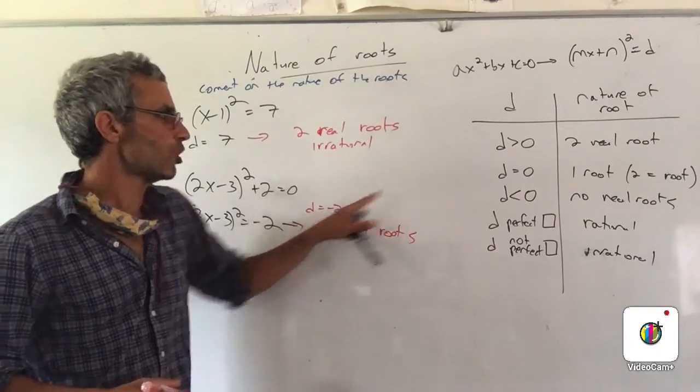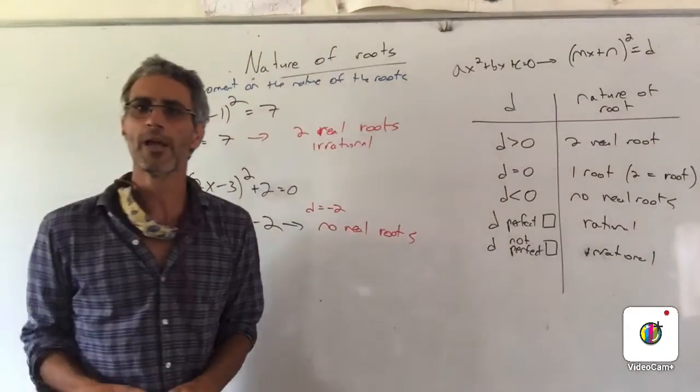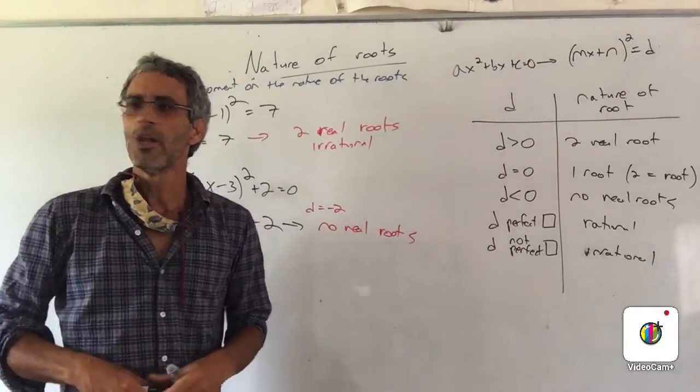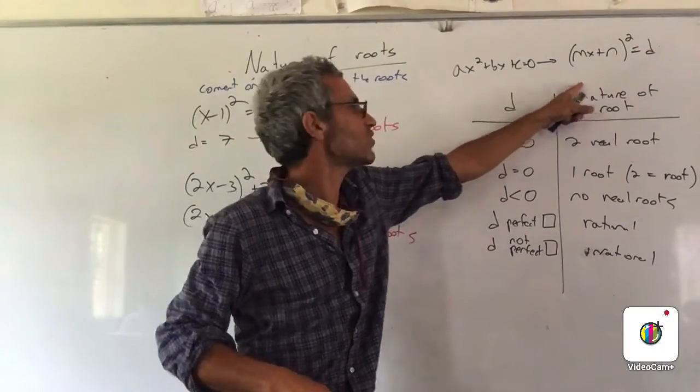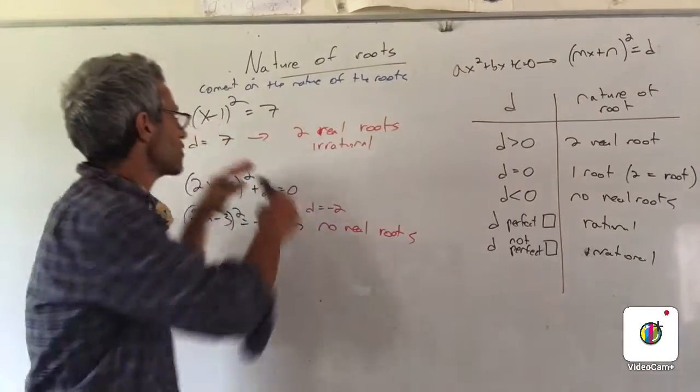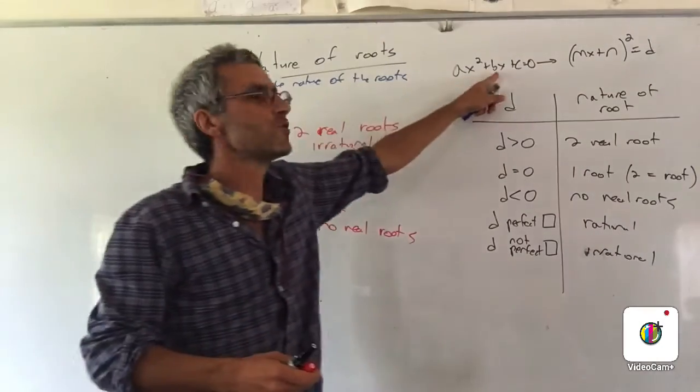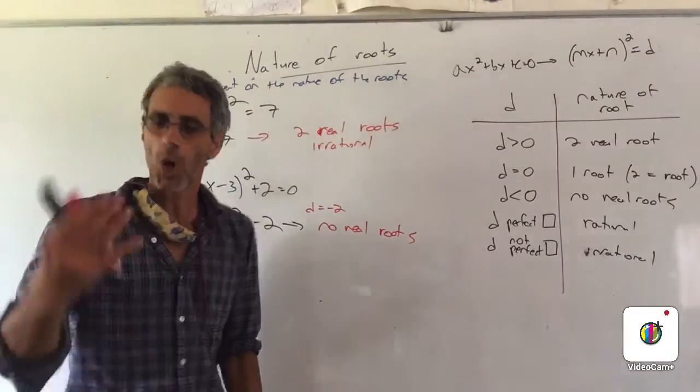Because D is smaller than 0, no real roots. Yeah? So we just get it to look like that. So there's no point in opening it. Like Bruce said, we can just open it up and then I force it to there, but you don't need to. Okay, let's make up another one.